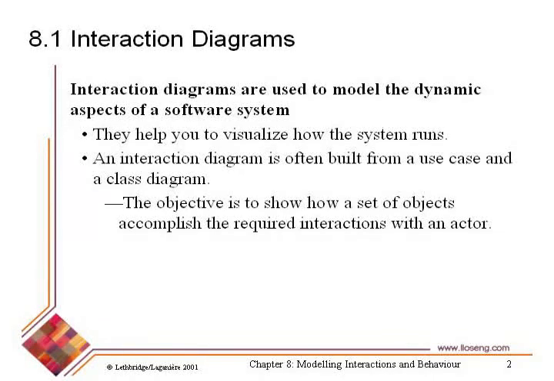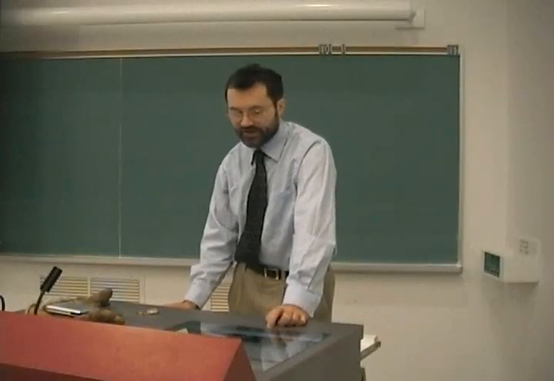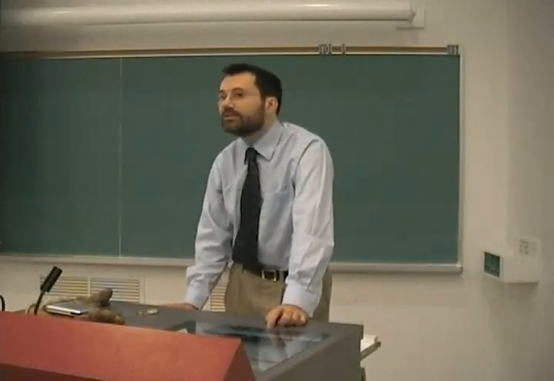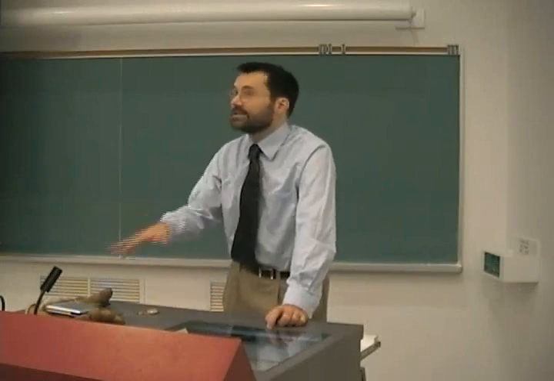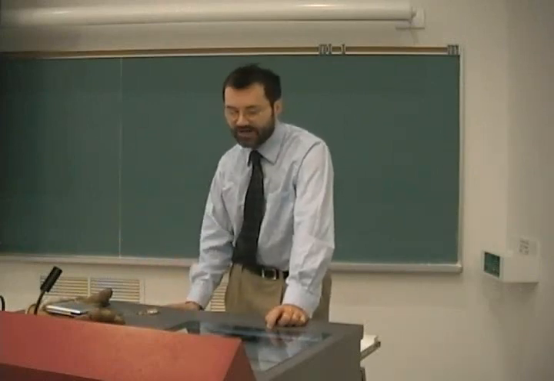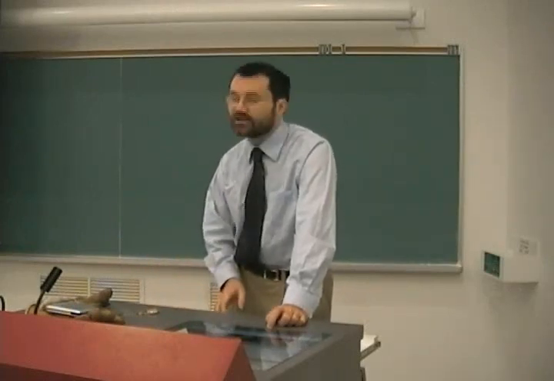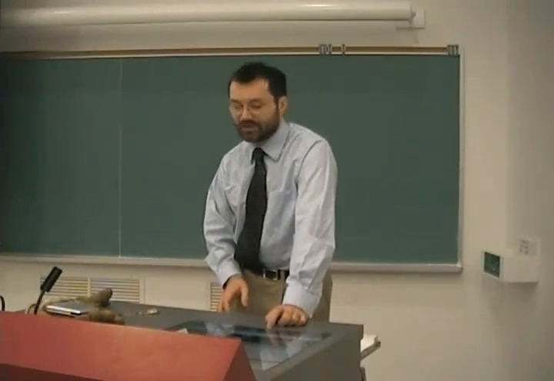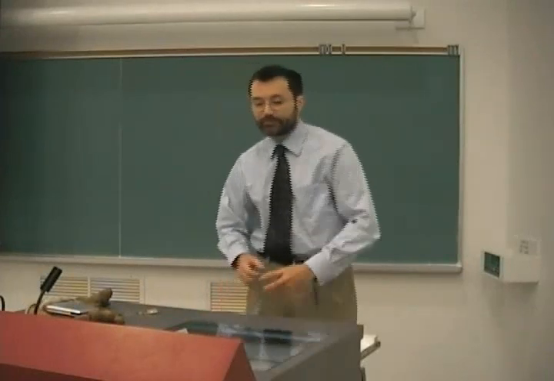Typically what you do is you take a use case that involves a lot of interaction among components in your system architecture, and you draw a diagram that shows how these components of the system are going to interact step by step to do that. Okay, and the objective then is to show how a set of objects, okay, we're talking objects, not classes now, objects accomplish the required interactions with an actor, and the actor, of course, can be some other system. It doesn't have to be a human, as we said.